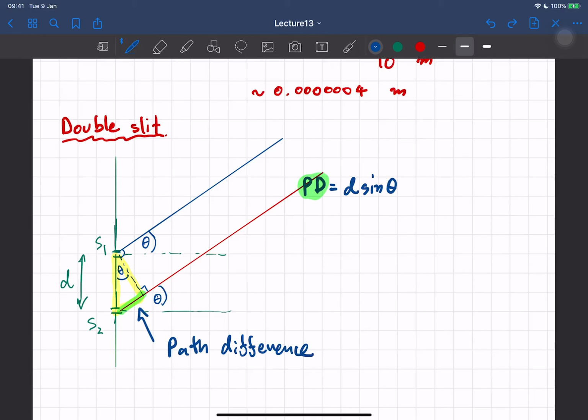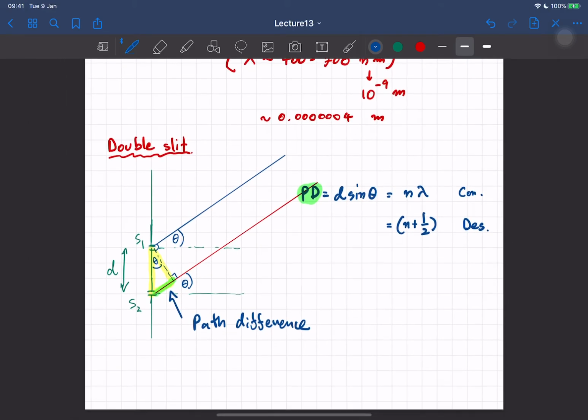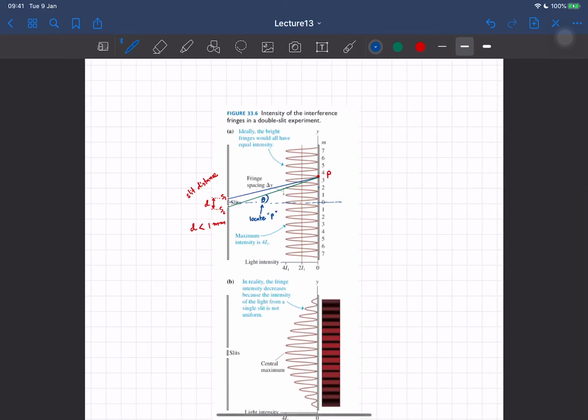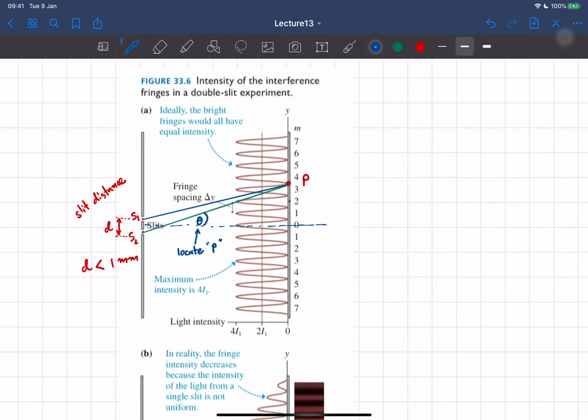And how do we use path difference to tell whether it's constructive or destructive interference? Well, if this is equal to n times lambda, a multiple of lambda, this is constructive interference. Or if you have a half multiple of lambda, this is destructive interference. So this is why you have another formula for the double slit, which is interference of light wave. I'm going to write it again in this page because that probably makes more sense.